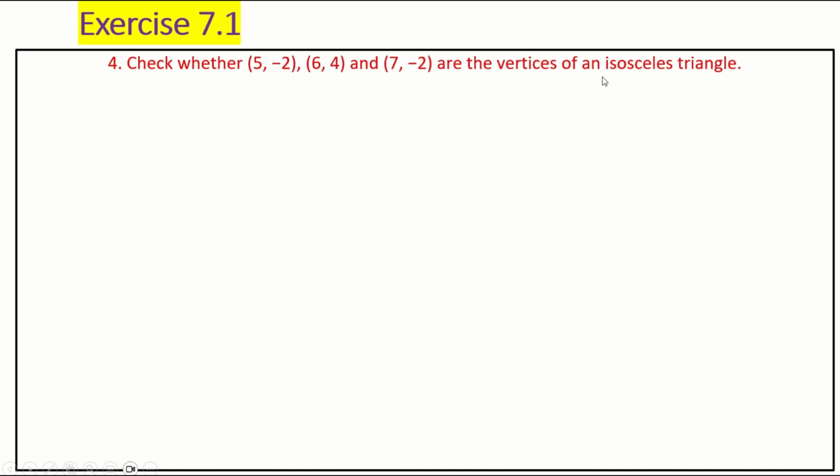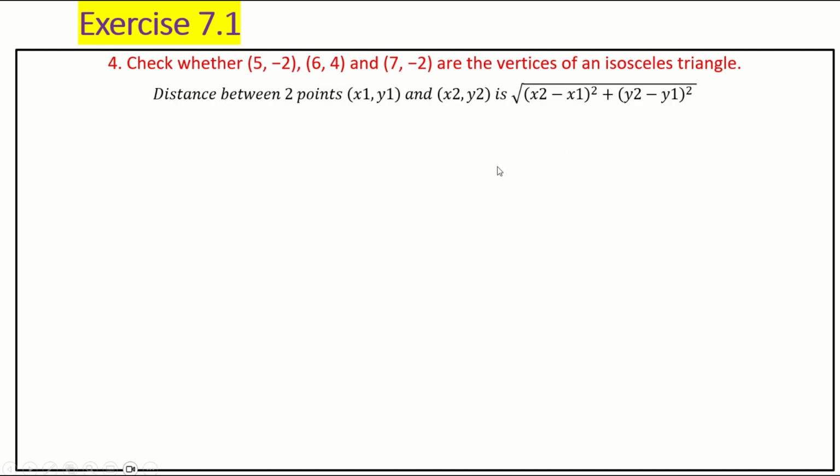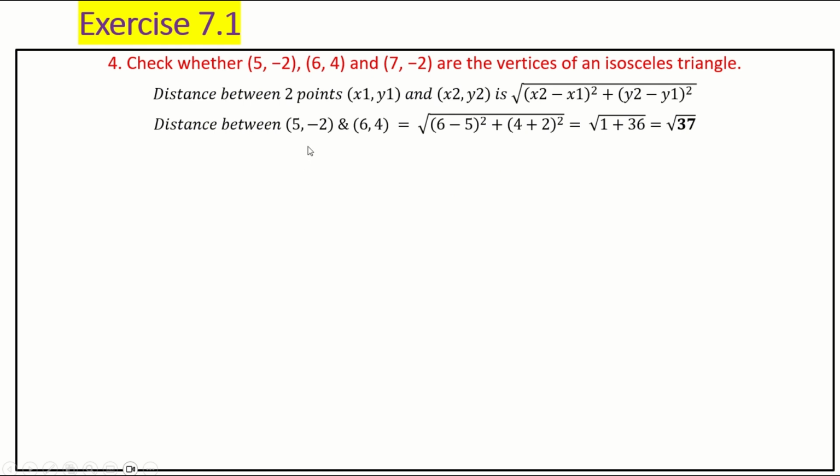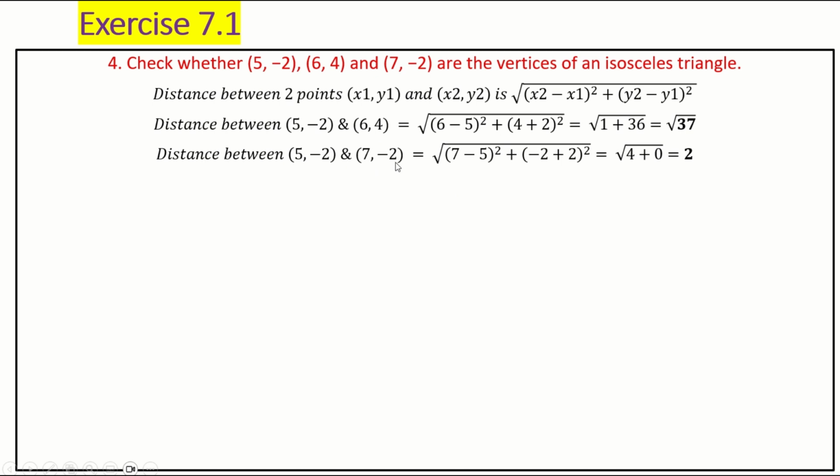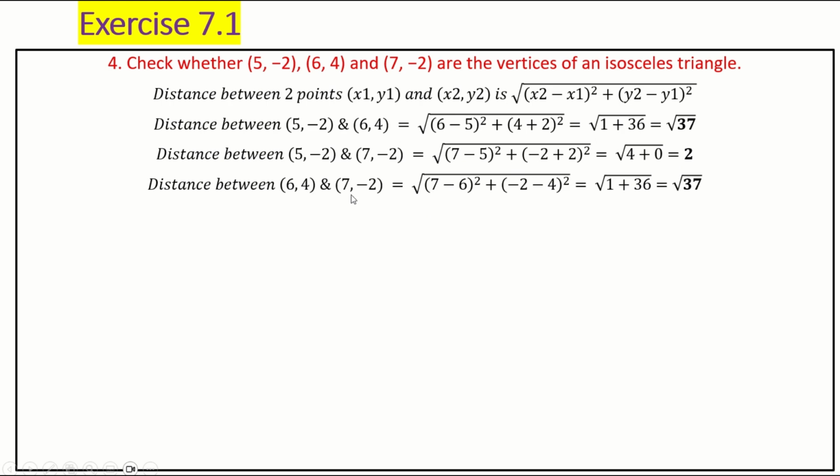Check whether these 3 points are vertices of an isosceles triangle. What is the rule for isosceles triangle? Two sides should be same basically. So this is the distance formula, and I'm finding the distance between (5, minus 2) and (6, 4), which is square root of 37. And distance between (5, minus 2) and (7, minus 2) is 2. And distance between (6, 4) and (7, minus 2) is again square root of 37. So if you see clearly, two sides are equal. And sum of any two sides is greater than the third side. So it forms a triangle and it's an isosceles triangle.